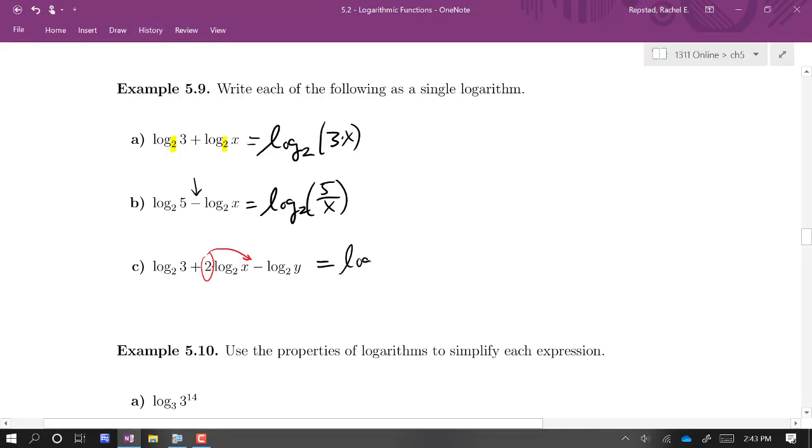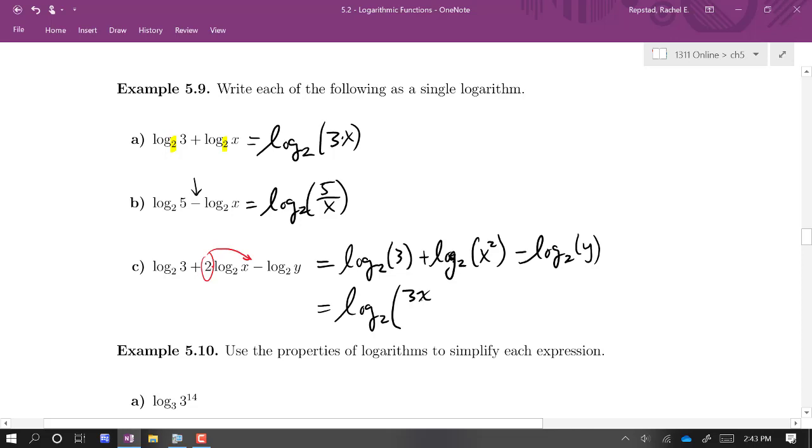So now this is log base 2 of 3 plus log base 2 of x squared minus log base 2 of y. And now I can use the fact that positive logs correspond to factors up top, negative logs correspond to factors in the bottom. So this is log base 2 of 3 x squared all over y.